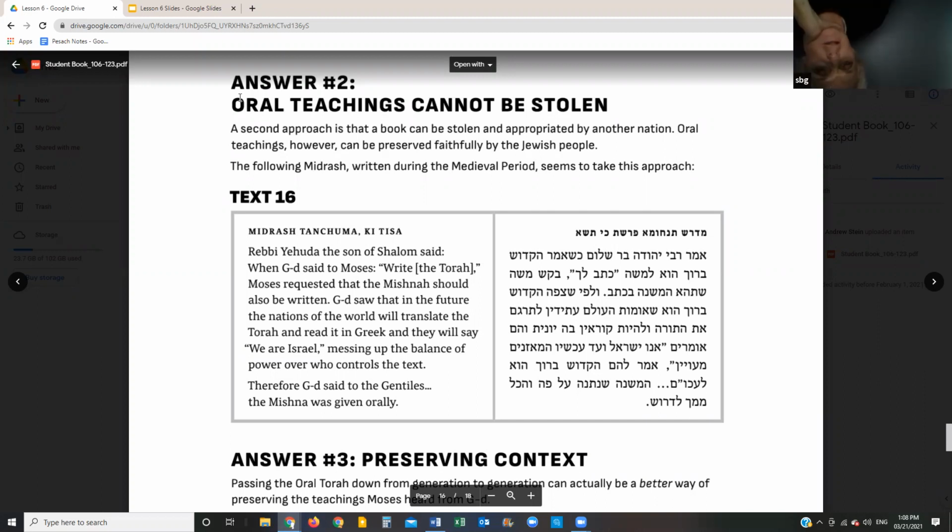Rebbe Yehuda, the son of Shalom, said, when God said to Moses, write the Torah, Moses requested that the Mishnah should also be written. God saw that in the future, the nations of the world will translate the Torah and read it in Greek, and they will say, we are Israel, messing up the balance of power over who controls the text. Therefore, God said to the Gentiles, the Mishnah was given orally.